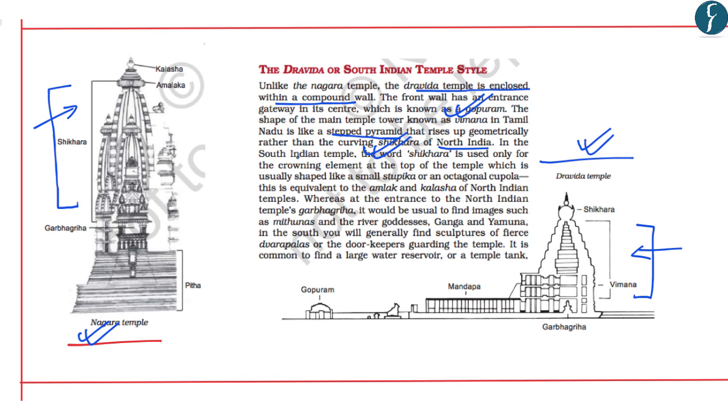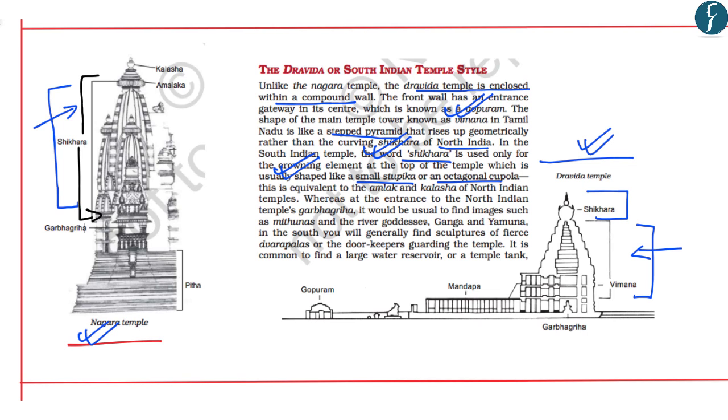Further, it says that in South Indian temples, the word Shikhara is used only for the crowning element at the top of the temple, which is usually shaped like a small stupika or an octagonal cupola. So as you can see, this becomes the Shikhara in the Dravidian style, whereas in the Nagara style, this entire area forms the Shikhara.